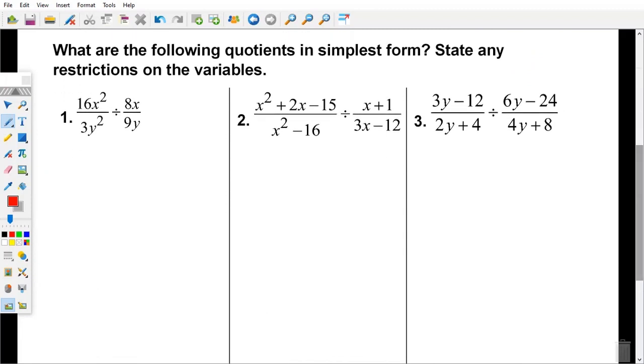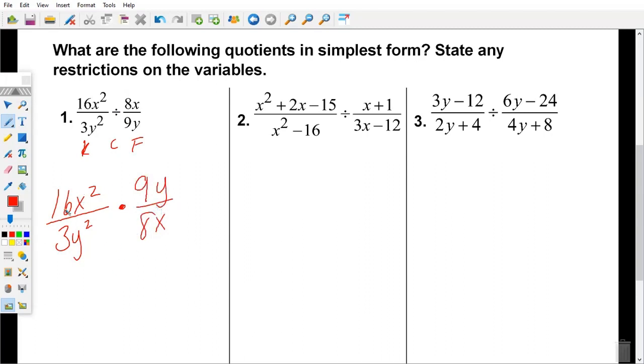All right, so looking at the first one, here we have 16x squared divided by 3y squared, divided by 8x over 9y, right? So we're going to follow keep, change, flip. So we have 16x squared divided by 3y squared. Instead of division, it becomes times 9y over 8x. We keep, change, flip.